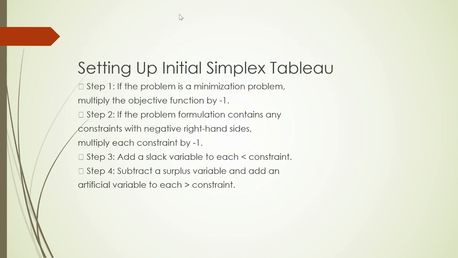The first step in the simplex algorithm is, if the given problem is to maximize the function, then it's okay. If the given problem is a minimization problem, then we'll multiply the objective function by minus 1. And if the problem contains any constraint with a negative right hand side, then we'll multiply each constraint by minus 1, so that we'll get only positive values.